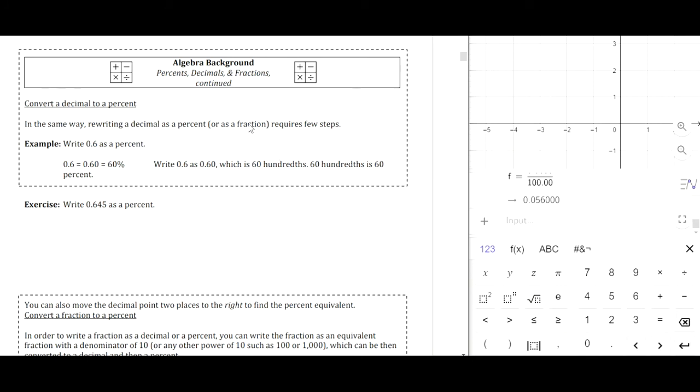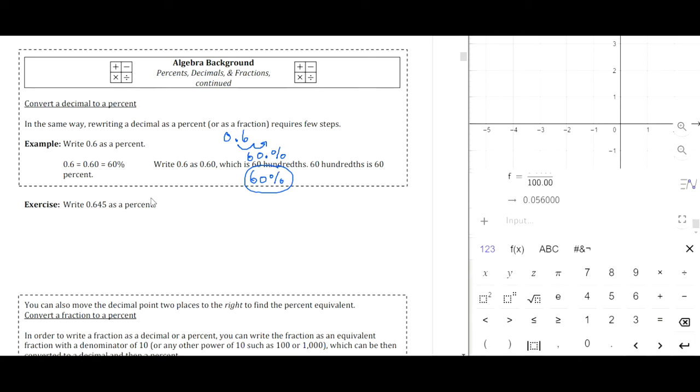So we take our 0.6 and we move the decimal point 2 units to the right, giving us 60, and then we attach the percentage symbol. Now, typically we wouldn't leave that decimal point in there next to the 60, so we'll drop that and write it as 60%. So 0.6 as a decimal is the same as 60%. Let's try another.